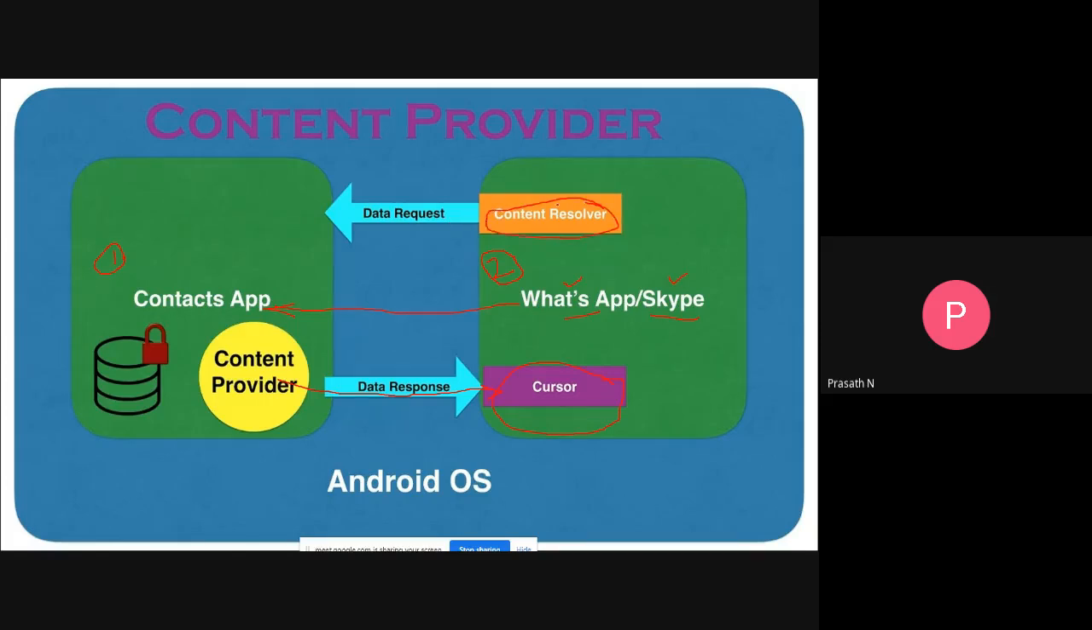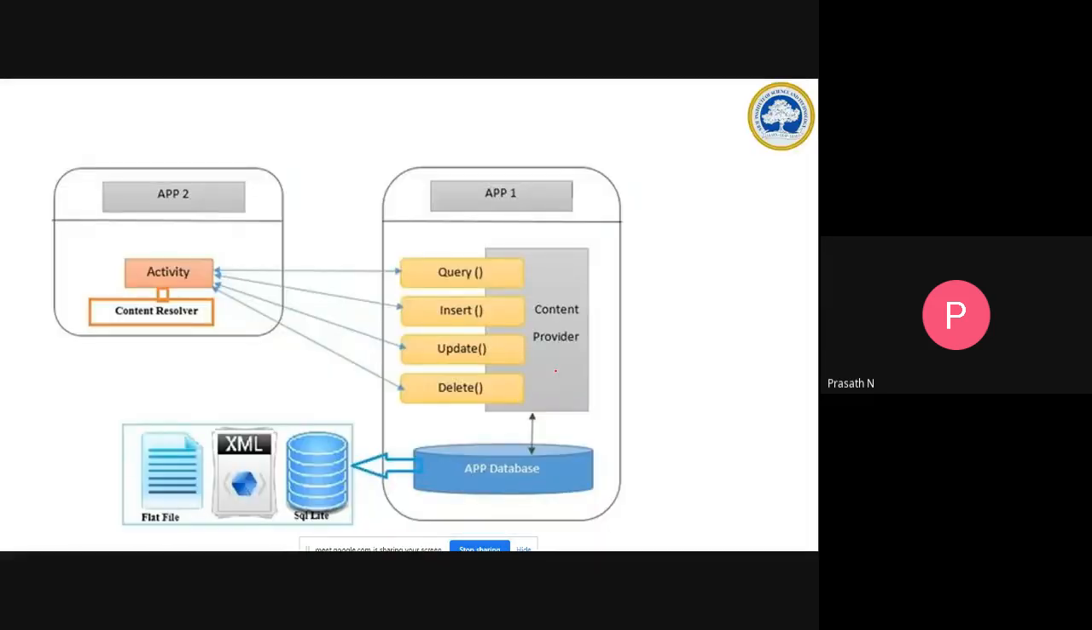If you want to request, you will be using the content resolver class. For data request, you need to use the content resolver class. For data response, you need to use the cursor class. So these things you need to remember. This will be used only for programming, but as of now it is shown in terms of a diagram. To make it clearer, we have another diagram showing what exactly a content provider is.